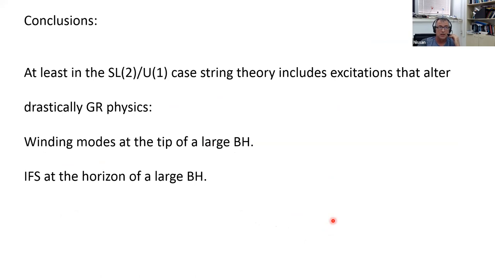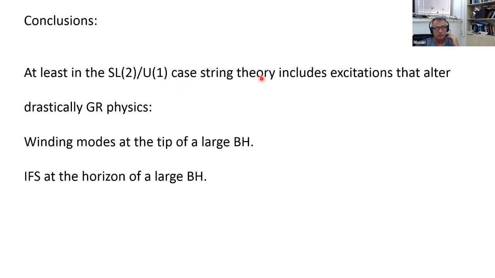So my conclusion is that, at least in this case in which we have the exact CFT description at our disposal, string theory seems to include a drastic modification to GR.